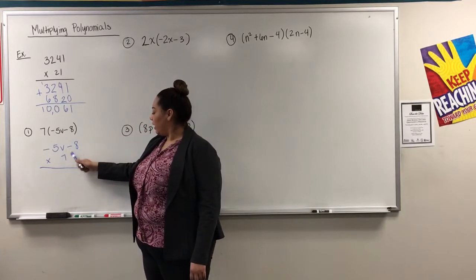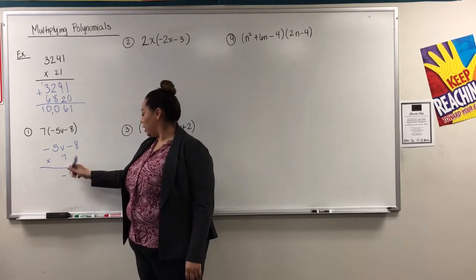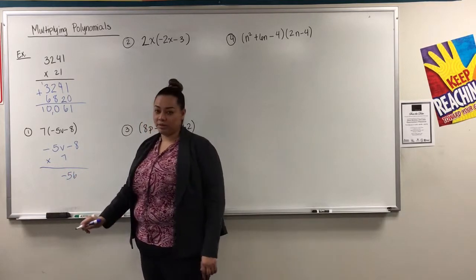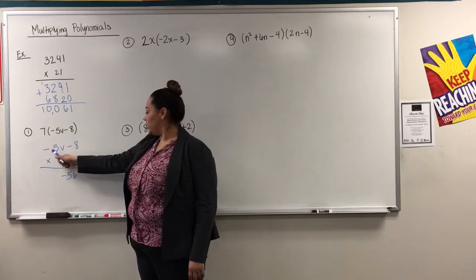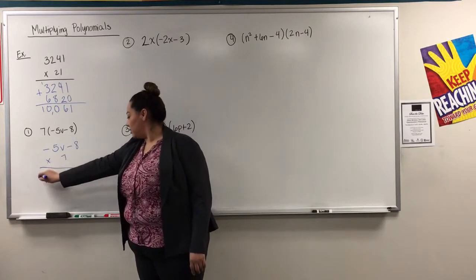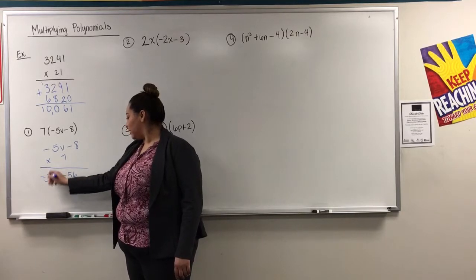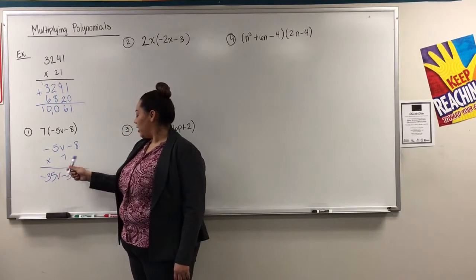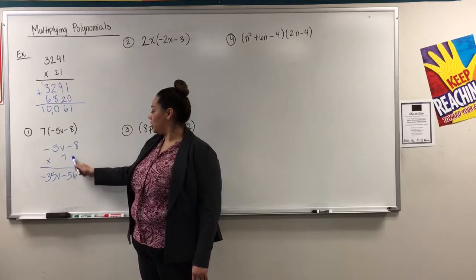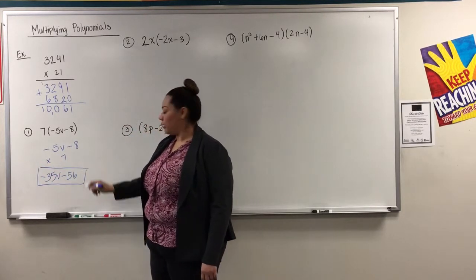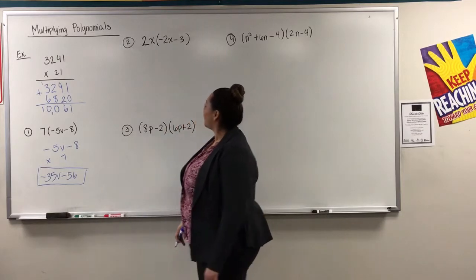7 times negative 8. Positive times a negative will be a negative. 7 times 8 is 56. So negative 56. Then we move on to this one. A positive times a negative is a negative. 7 times 5 is 35. Since that 5 has a v, we just bring the v down. If we had another letter right here, we just add our exponents. Now this, we can't collect terms. That will be our final answer.